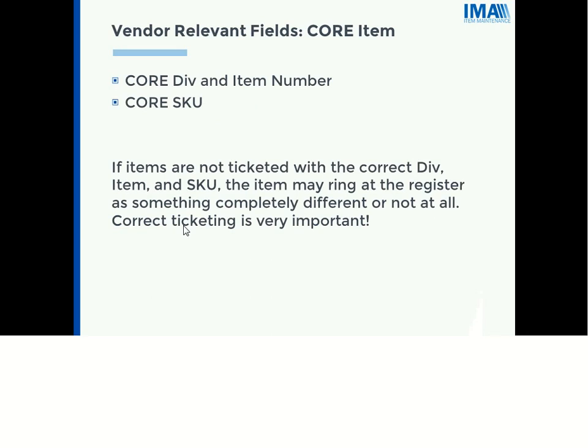Some of the items may also be skewed. If an item is skewed, you may also have to include that SKU on your ticketing. And if items are not ticketed correctly, the item may not ring up at the register correctly, so it's really important that the ticketing is correct. You should be getting that information either from your merchant, or you can look it up in IMA by doing a quick search for the UPC, and then you can find the core item number.